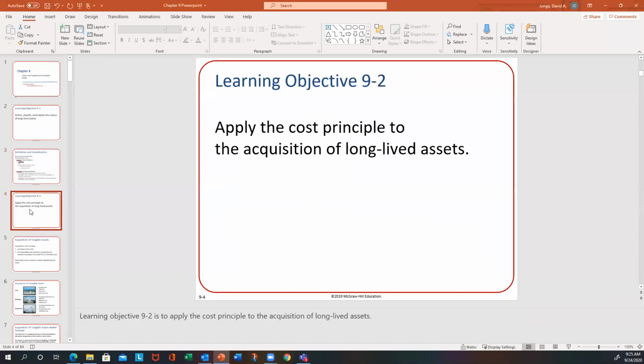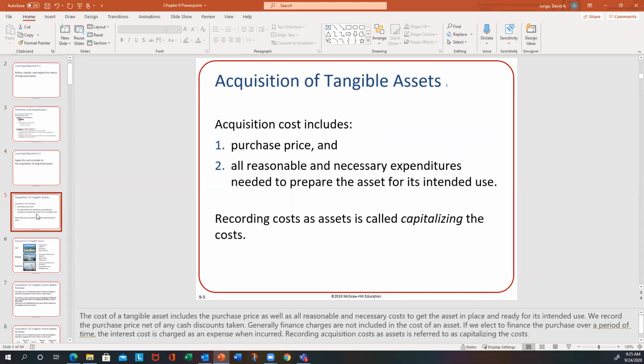All right. So getting to that cost, the cost of these long-lived assets is going to include the purchase price and all reasonable and necessary expenditures needed to prepare that asset for its intended use. And that could even mean training just to learn how to use the equipment, for example. But all these costs will be recorded as assets, and the concept is called capitalizing. So the costs that go into the acquisition cost, if you read about this and you come across that term, you're going to capitalize that cost and then put it initially on the balance sheet.